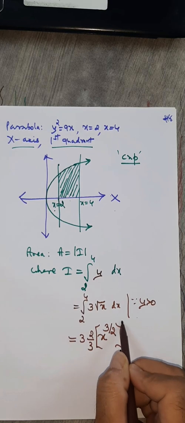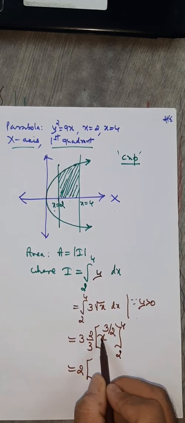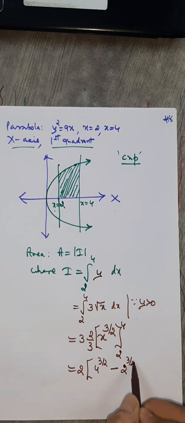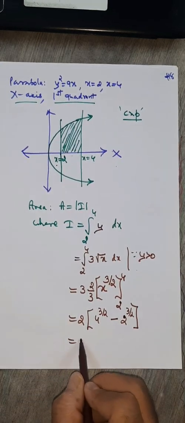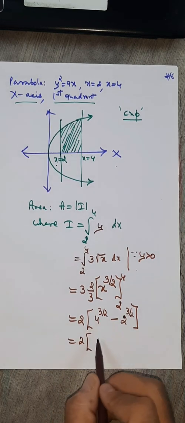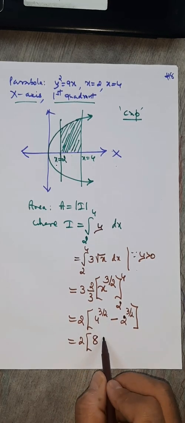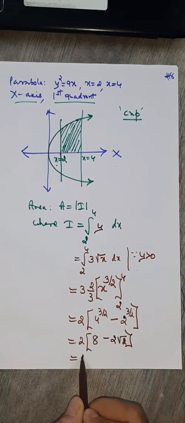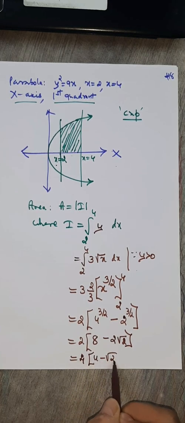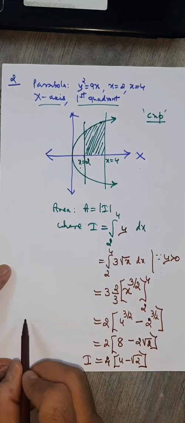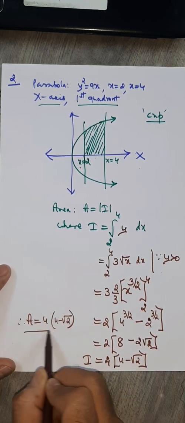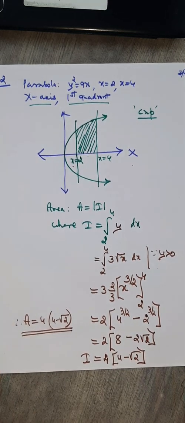Limits from where to where? 2 to 4. Right? So outside 2. 3 will go away. Put 4 here. 4 raised to 3 by 2 minus 2 raised to 3 by 2. Upper limit minus lower limit. So here you will get 8, I suppose. Square root of 4 is 2, and then cube, 8. What about this? Here root 2, 3 times, so 2 root 2. Still, if you want, you can take 2 outside, so it will be 4 into 4 minus root 2. Right? That's I. And therefore area equals, this is positive, remember, 4 into 4 minus root 2. This is the required area.